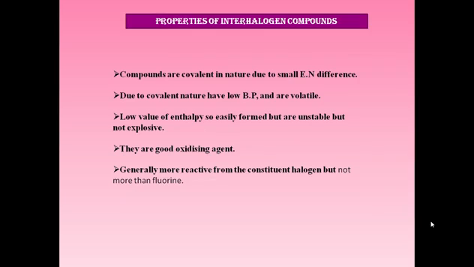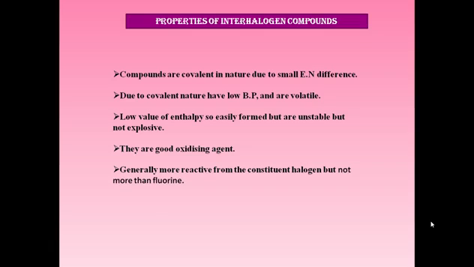So first, we know that there is a slight difference in the electronegativity between the two atoms. So that's why the compounds are covalent in nature. Since the compounds are covalent, they are volatile, which means they have low boiling points, because covalent bonds are weak. Then they can easily form. That's why they have a low value of enthalpy, but they are unstable. But they are not too explosive.